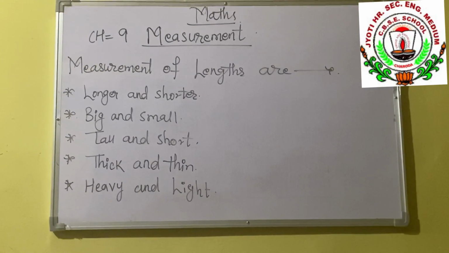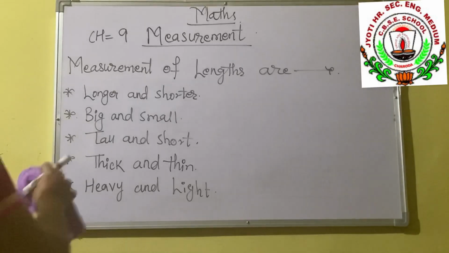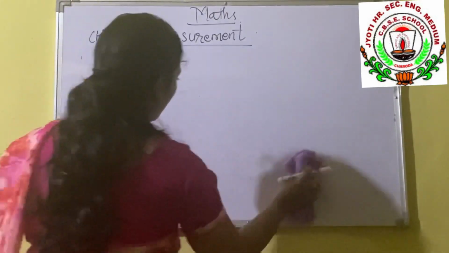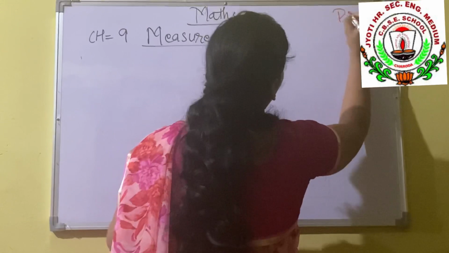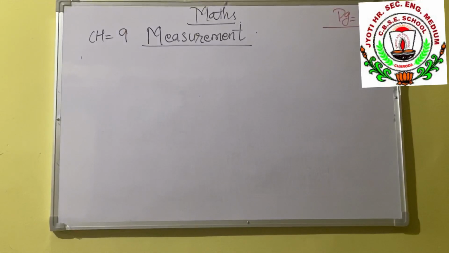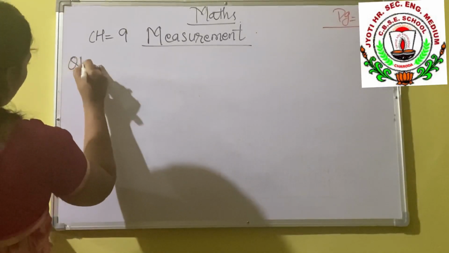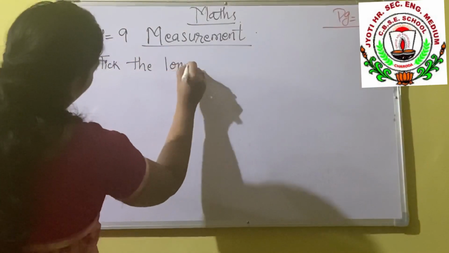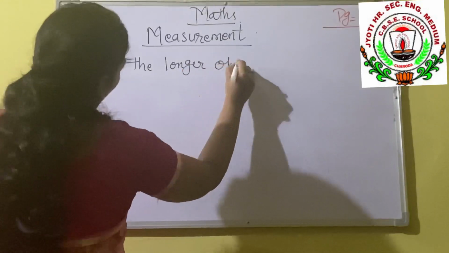Now we will come in our question. So first question, take out page number 17. Here is tick the longer object. Question one is tick the longer object.